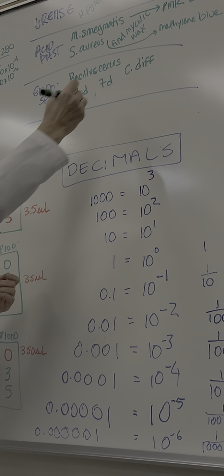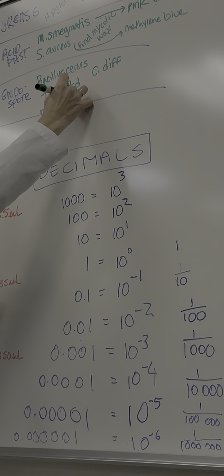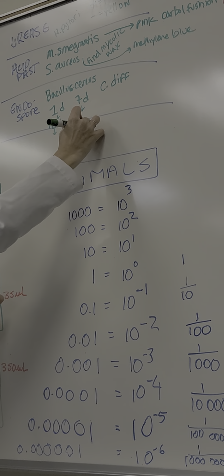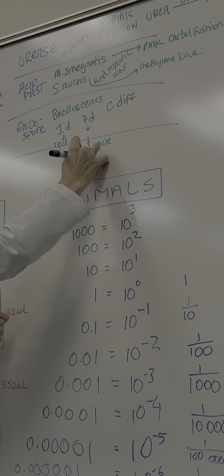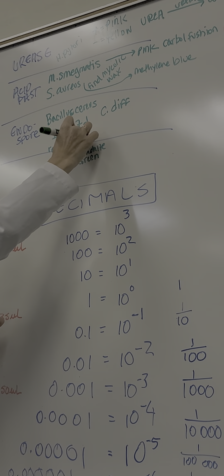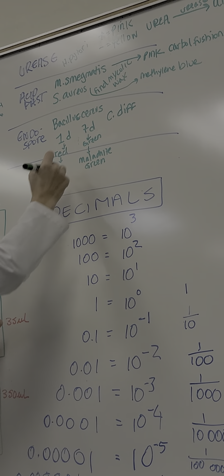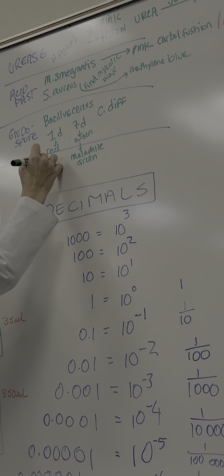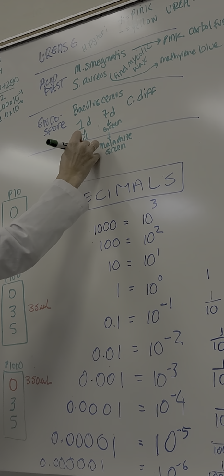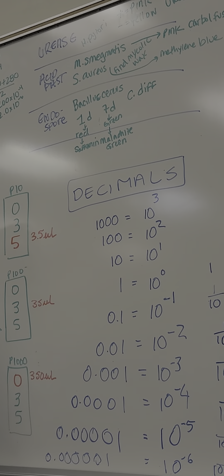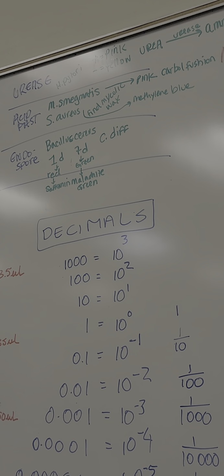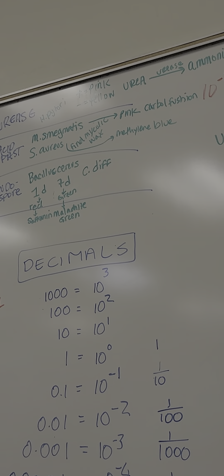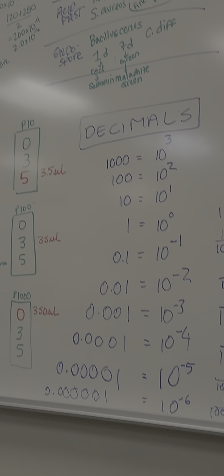So when we boiled them, what did we boil them with? Malachite green. And they're green. What about the 1 day old? Do you remember the counter stain? Safranin. Safranin. Okay. So that's C. diff or Bacillus cereus. Endospores.